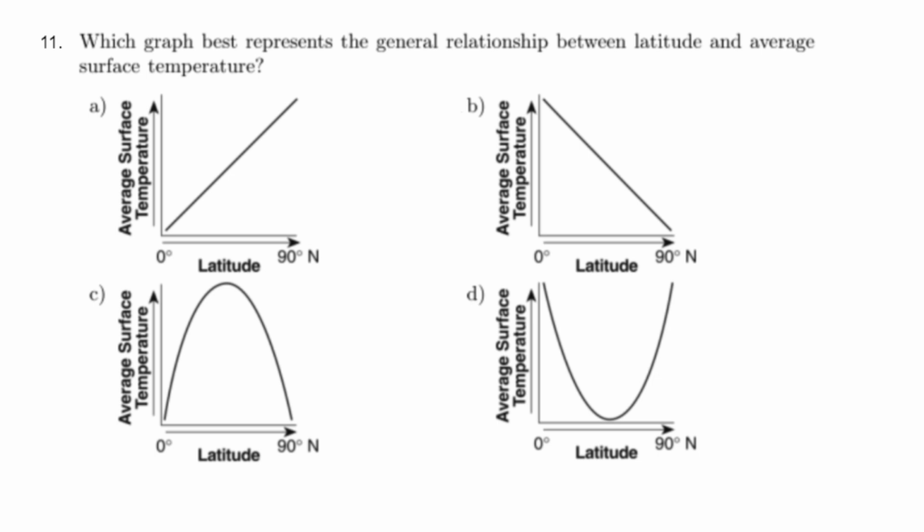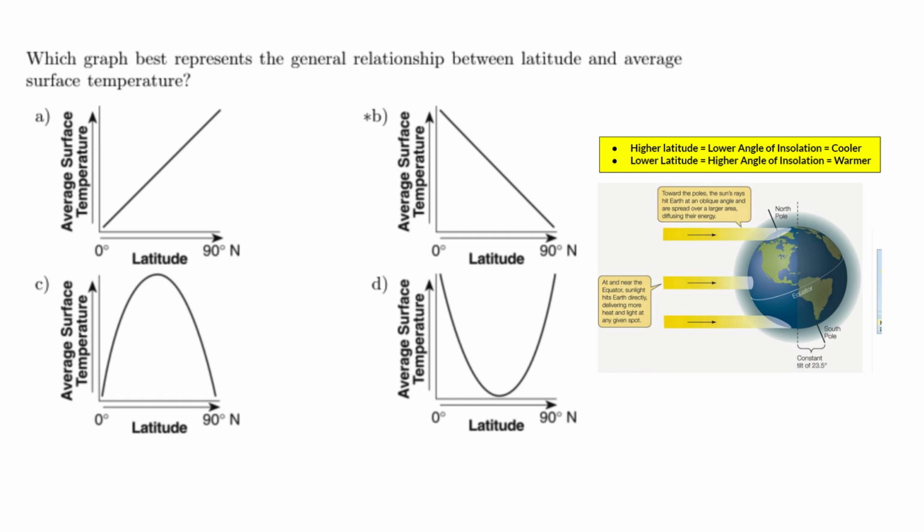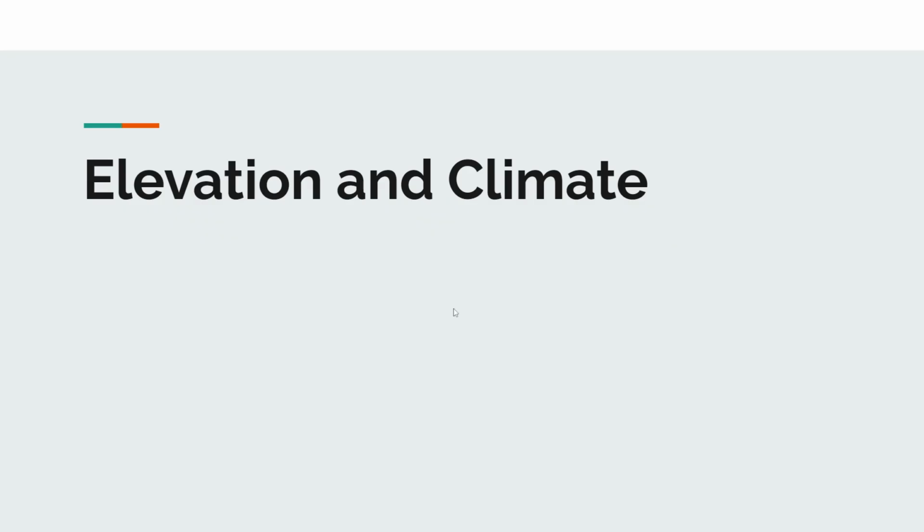Which graph best represents the general relationship between latitude and average surface temperatures? The correct answer is B. As your latitude increases from 0 to 90 degrees towards the North Pole, average surface temperatures in our locations are actually decreasing. They're getting cooler as we're going towards the 90-degree north. In the next video, we're going to talk about the relationship between elevation and climate.